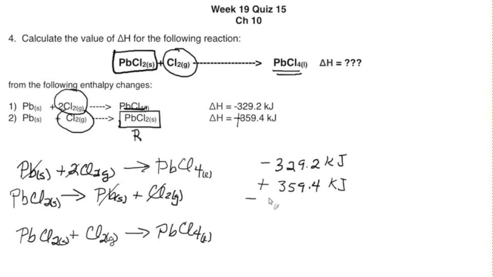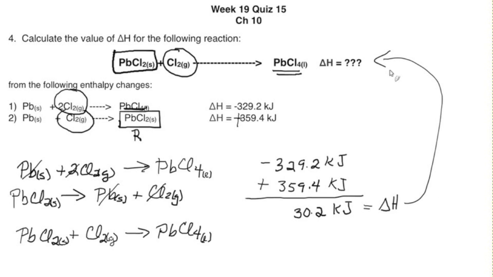So now we just take these two and add them together, remembering that the first one is negative. So essentially you're subtracting. And I get 30.2 kilojoules. Okay? And that is the answer to number 4. That is the delta H for the original equation.